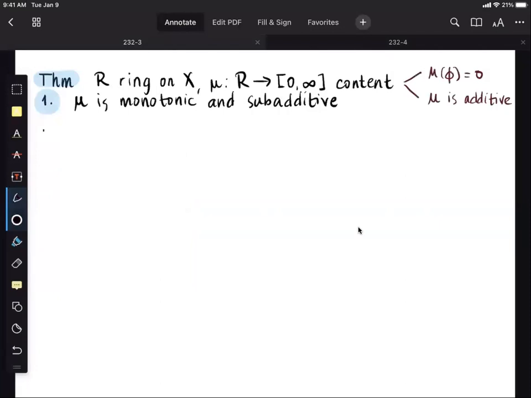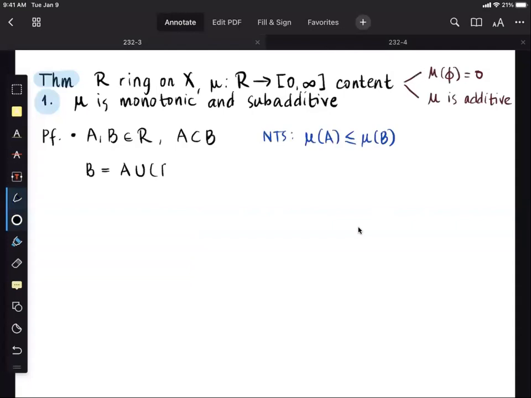To verify this, let's start with two sets in the ring, say A and B, and A is a subset of B. To show monotonicity, we would like to show that the content of the smaller set, A, is less or equal to the content of the larger set, B. For this, we need to write B in terms of A. So B is A union with B minus A.